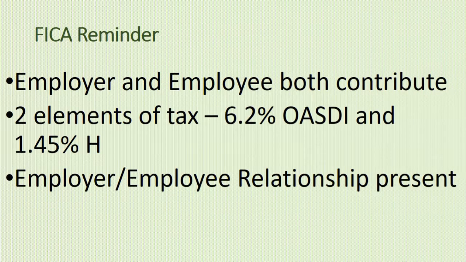So just kind of a quick general wrap up here on FICA. Both the employer and the employee contribute to FICA. There are two elements of the tax: 6.2% for OASDI and 1.45% for HI. This is the amount that is applicable to both at all times. There is a high earners additional supplemental health insurance or hospital insurance tax that comes into place if the person earns over $200,000. And an employer-employee relationship is present.